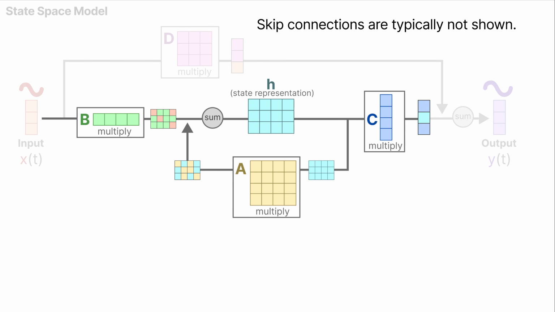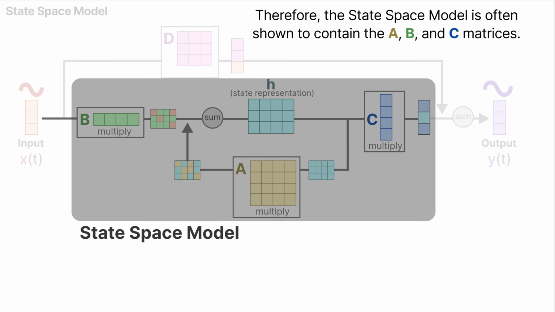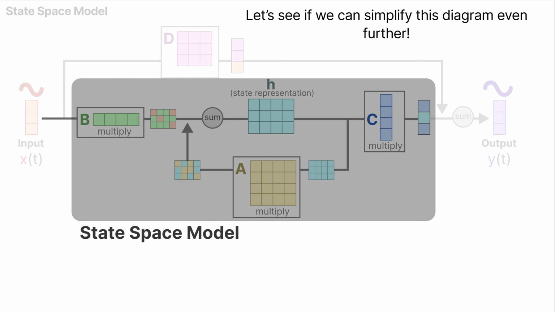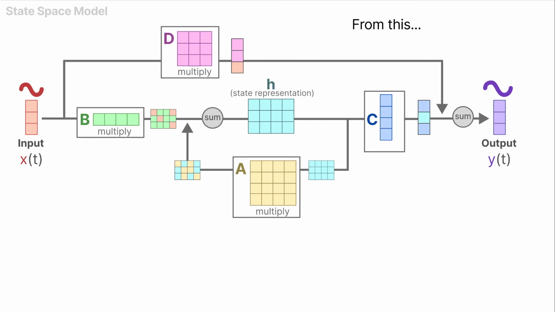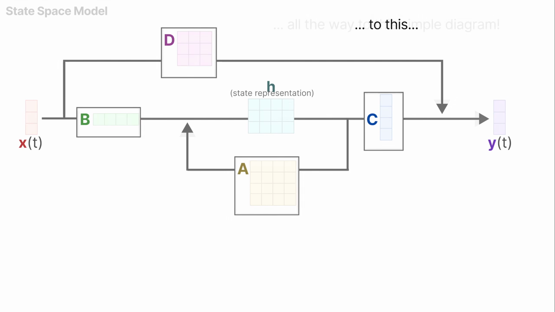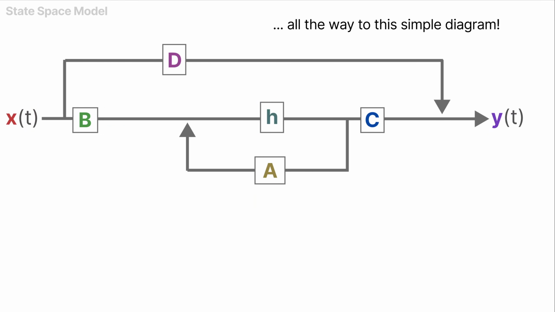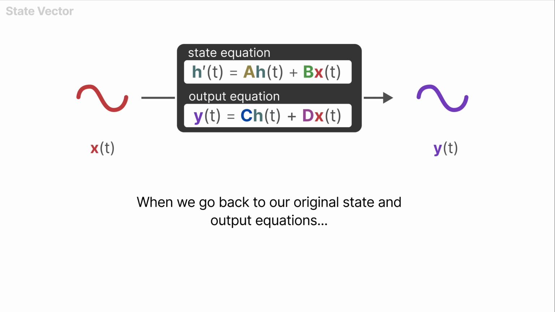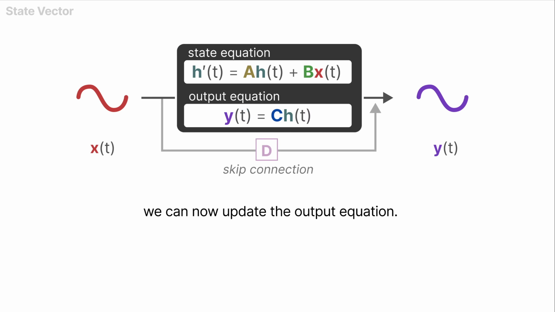Skip connections are typically not shown. Therefore, the state space model is often shown to contain the A, B, and C matrices. Quite a lot, isn't it? Let's see if we can simplify this diagram even further. From this, to this, all the way to this simple diagram. And let's not forget to hide the skip connection. When we go back to our original state and output equations, we can now update the output equation.